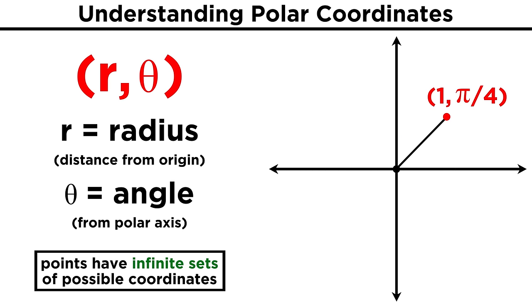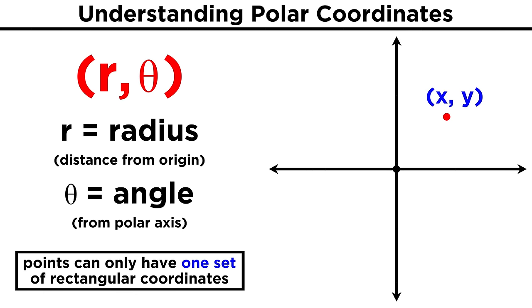So it is the case that any point in this system will have more than one valid set of coordinates. Or infinite, in fact, since we could just add multiples of 2 pi, or we could add pi and switch the sign of the r value, and then add any multiple of 2 pi from there. This is different from rectangular coordinates, where a point can only be represented one specific way.